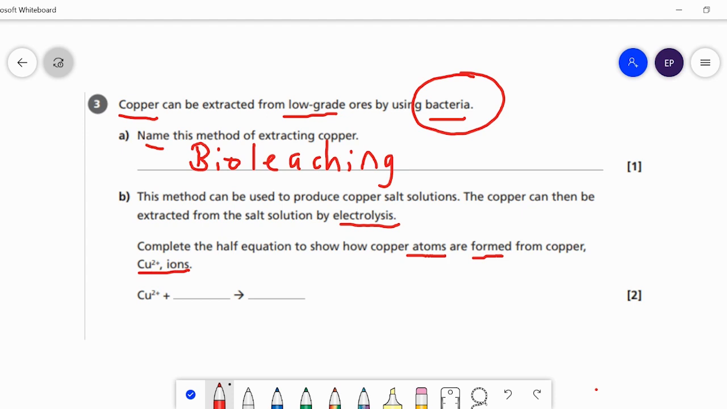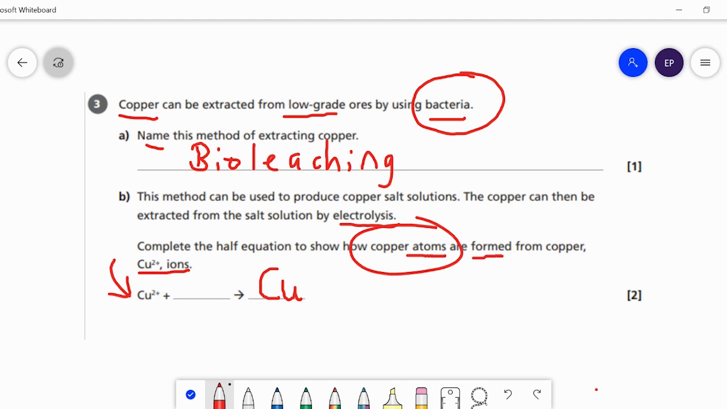So on the left-hand side, we can see the copper ions. And the question tells us that we're going to form copper atoms. So on the product side, we're going to have copper atoms, which obviously would have no charge. So let's look at our equation so far.